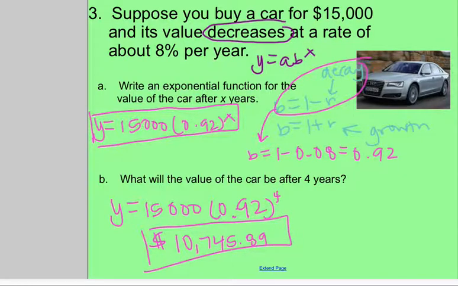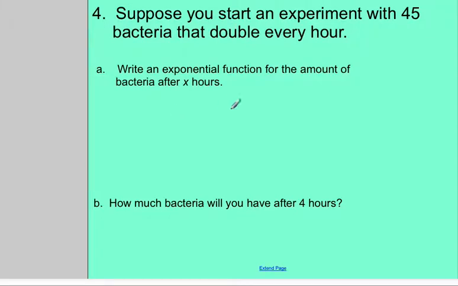Okay, let's move on to example 4. Suppose you start an experiment with 45 bacteria. Well, 45 bacteria, that's your A. That's what you started with. And it doubles every hour. Well, that's telling me my B is equal to 2. So my exponential equation is 45 times 2 to the X.